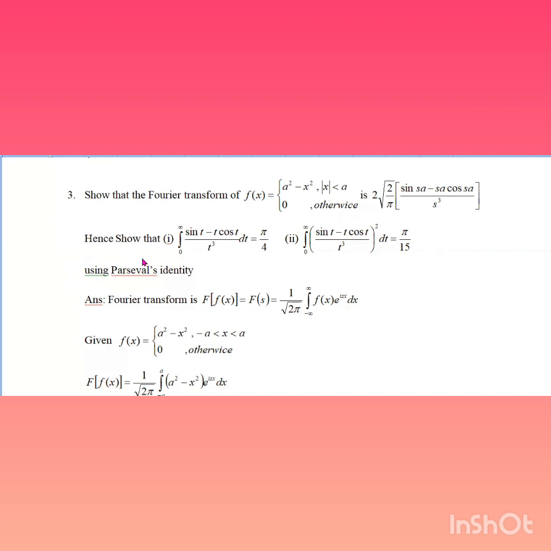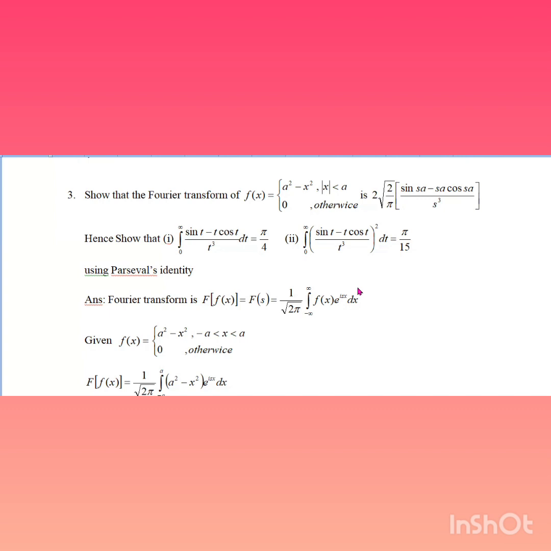Hence, show that subdivision 1 is integral over the limit 0 to infinity (sin t minus t cos t) divided by t cube into dt, which is equal to pi by 4. Second subdivision is integral over the limit 0 to infinity ((sin t minus t cos t) divided by t cube) whole square into dt, which is equal to pi divided by 15 using Parseval's identity.